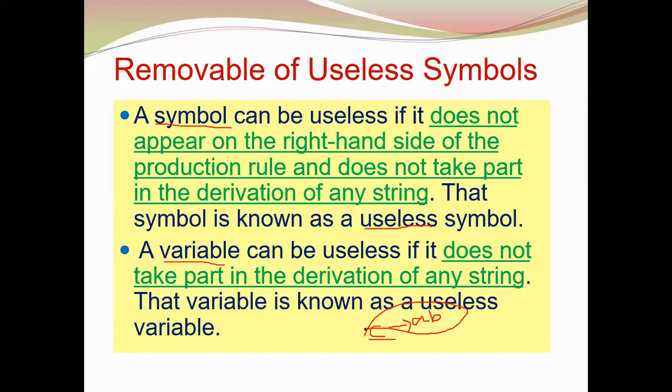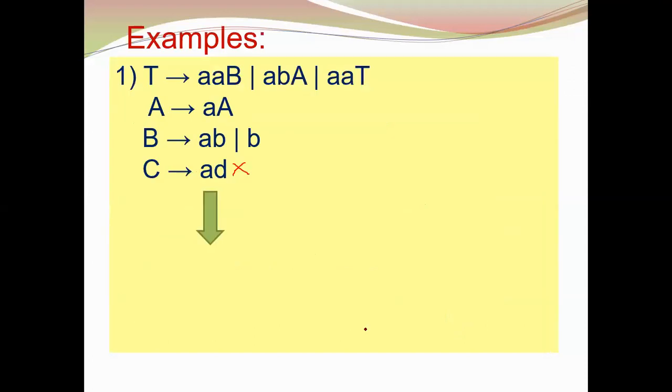Removal of useless symbols is nothing but this: you have to use the particular variable or terminal somewhere in the derivation or grammar. If that is not the case, then we can say the particular symbol or variable is useless. We will see with the example.